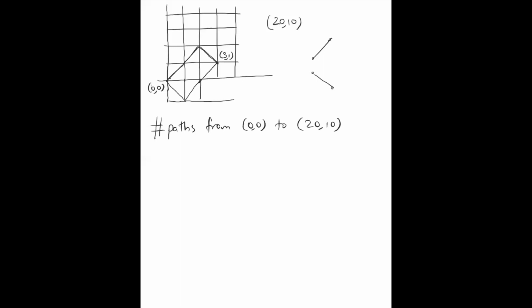So here's our first observation. We have two types of movements we can make. There's a type 1 movement, which is this thing, and there's a type 2 movement, which is the other thing. Let's consider one particular path from 0, 0 to 20, 10.